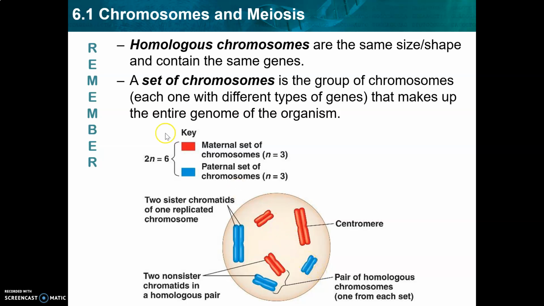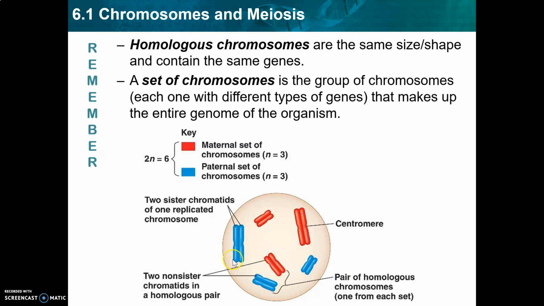So if we were to break down this equation, 2n equals 6, 2 sets of chromosomes present in this cell, 6 total, if we count them all individually, 1, 2, 3, 4, 5, 6. So this cell would be described as 2n equals 6.